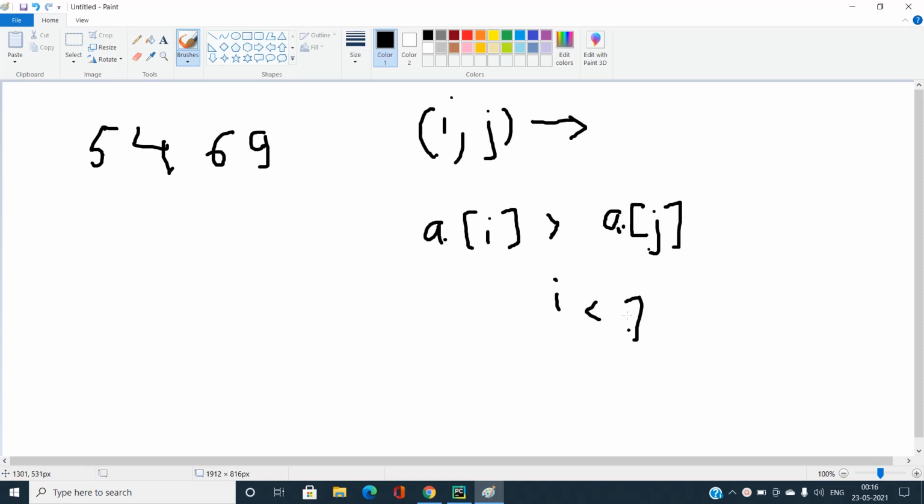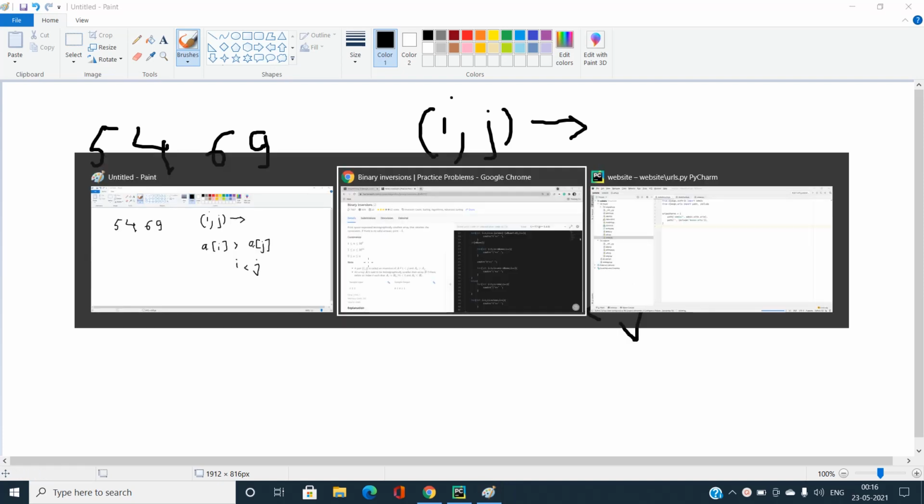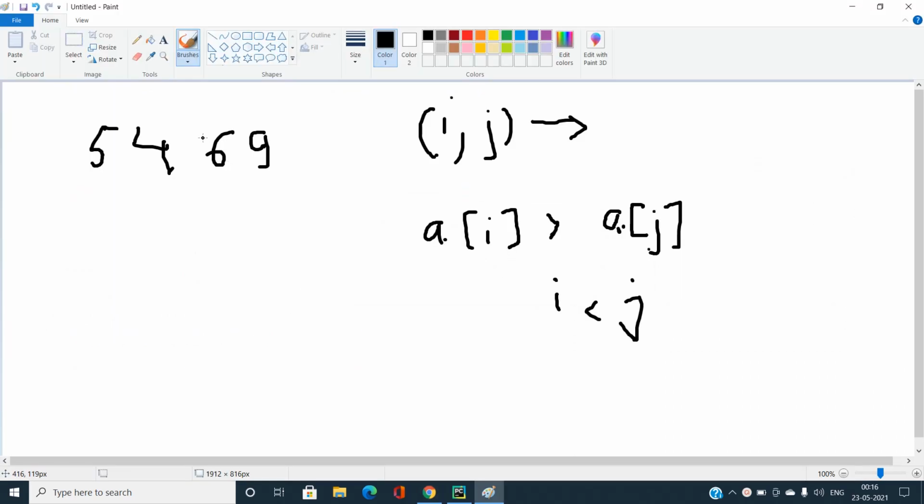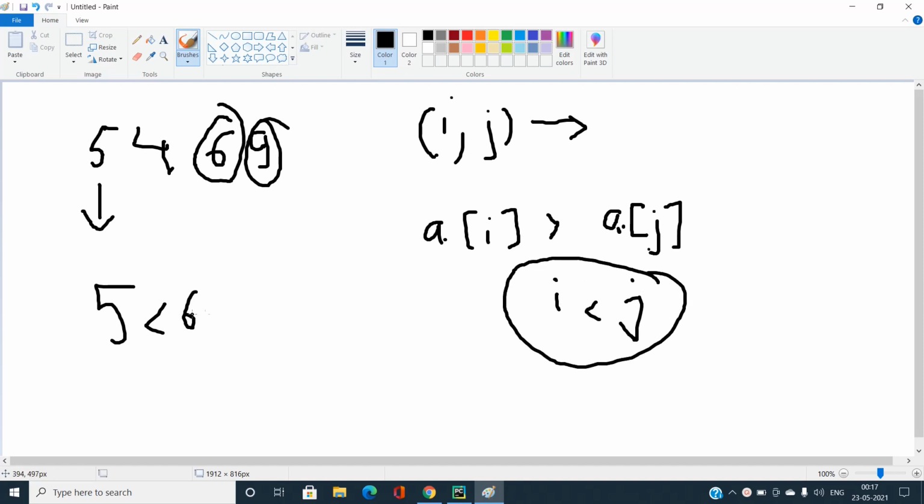A pair is called an inversion of A if i is less than j and A of i is greater than A of j. If I consider A of i as 5, then j must be greater than i, so I can consider 6 or 9. Here 5 is less than 6, so the condition A of i greater than A of j is not satisfied. So the pairs 5, 6 and 5, 9 are not included in the inversion count.